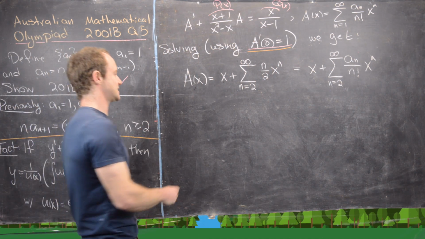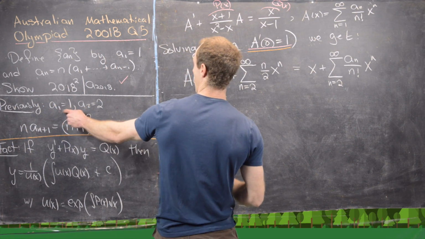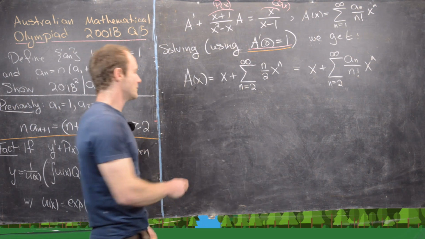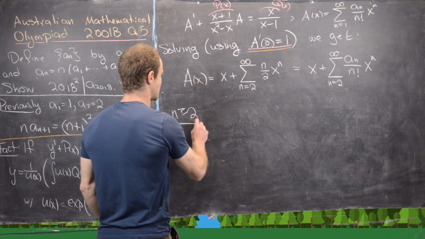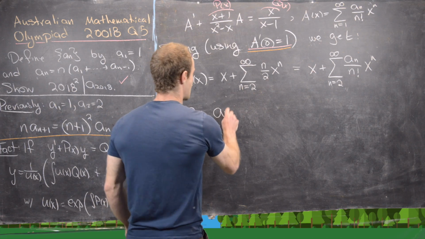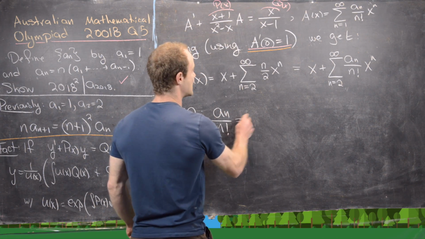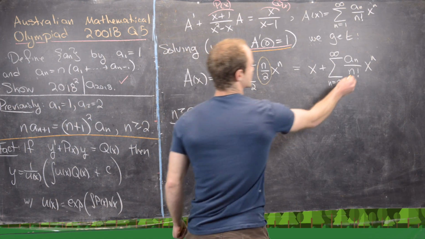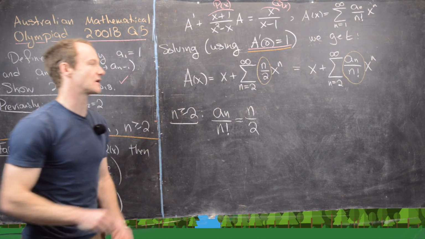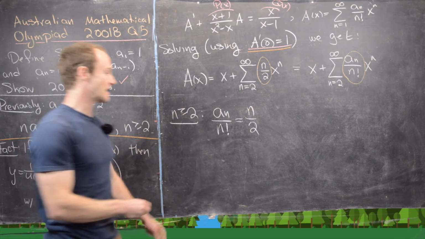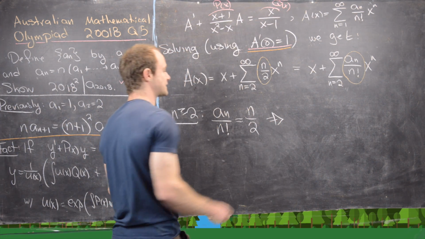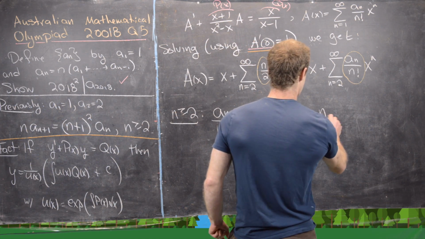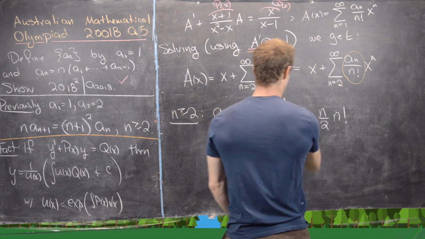But what that allows us to notice is that not only do we know a_1 equals 1, and that kind of stands apart from the rest of them, but we know that for n bigger than or equal to 2, we have a_n over n factorial equals n over 2, just comparing these coefficients of x to the n for n bigger than or equal to 2. Great, so there is our closed formula for this sequence. We have a sub n equals n over 2 times n factorial.